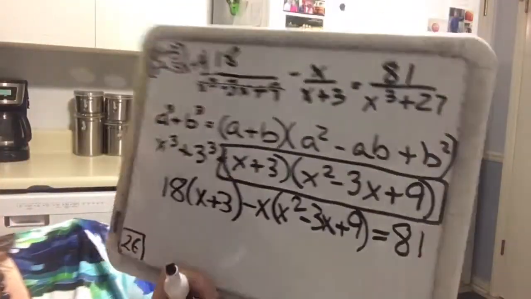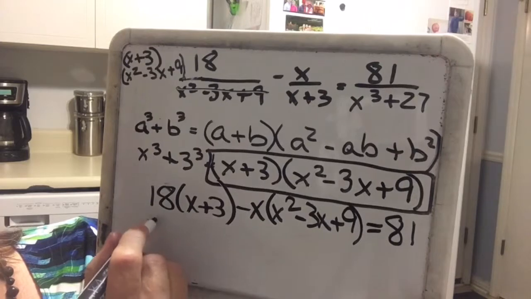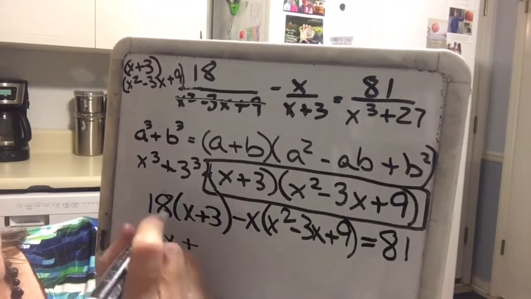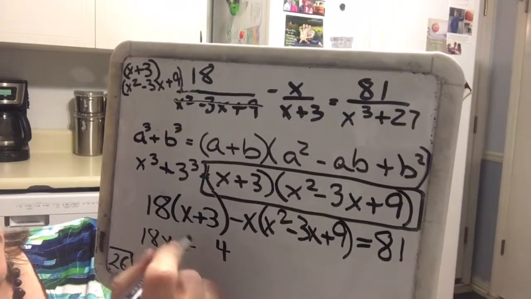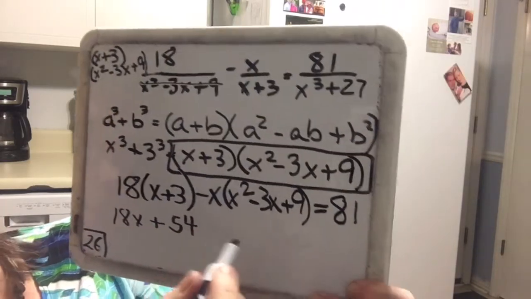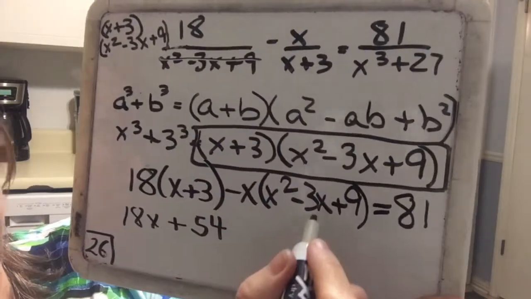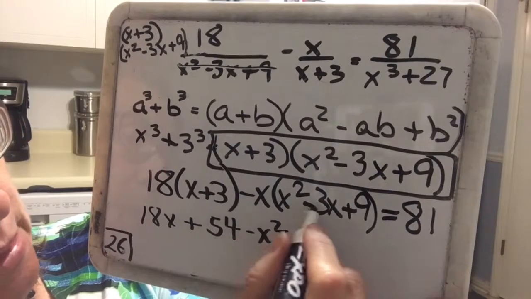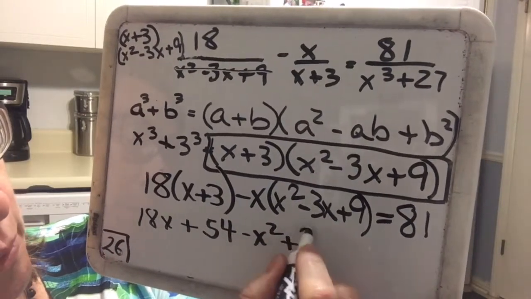Okay, so now we're going to simplify. We've got an 18x plus 3 times 18 is 54. Okay, so now my minus x is going to distribute all the way through here. So I got a minus x cubed, and a minus times a minus is a plus 3x squared.